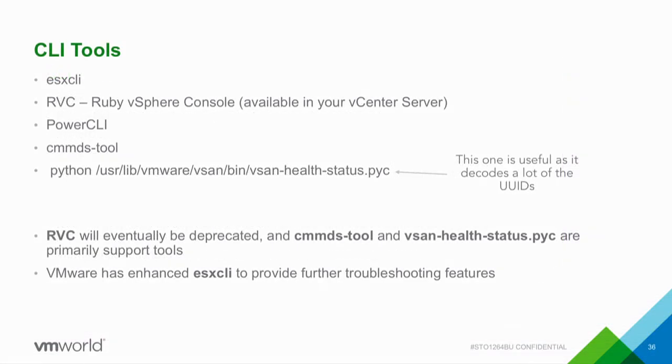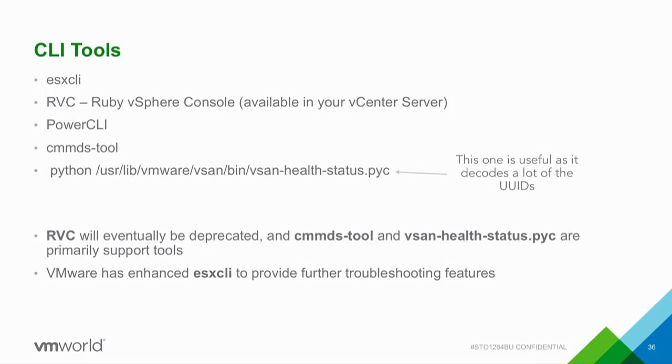Now, the problem with that is some of the configuration information that it returns is a little bit obscure, to say the least. So you need to know about UUIDs and being able to relate different UUIDs back to hosts, back to devices, and so on. The Python script, the fifth one in that list there, is similar to the CMMDS tool, but it decodes all of the UUIDs. So it'll give you the host name, it'll give you the device names, and so on. And so this is even more useful than the CMMDS tool. But these two are primarily, I would say, GSS tools.